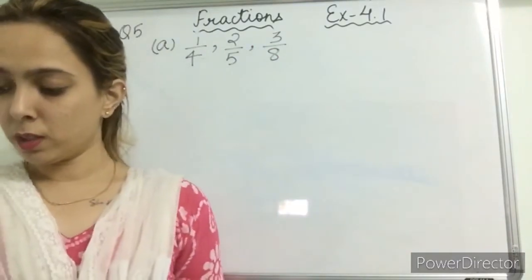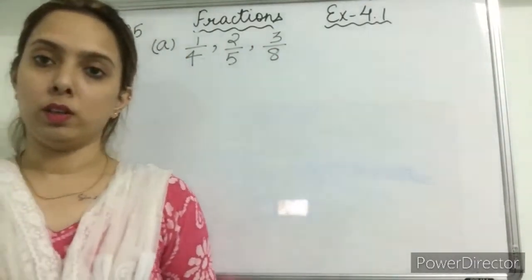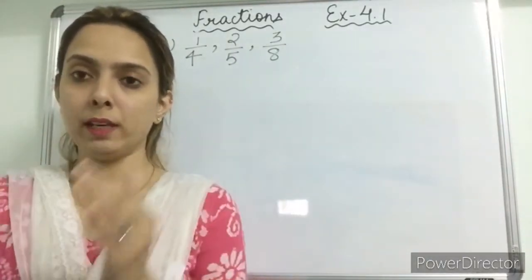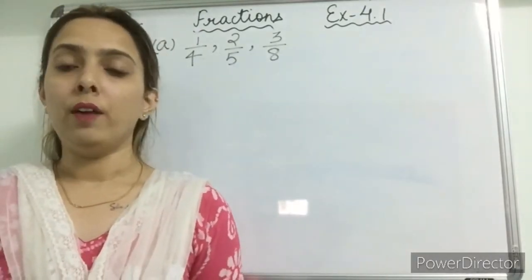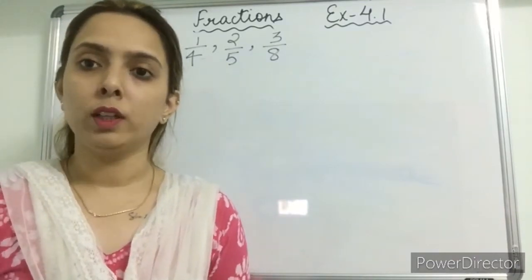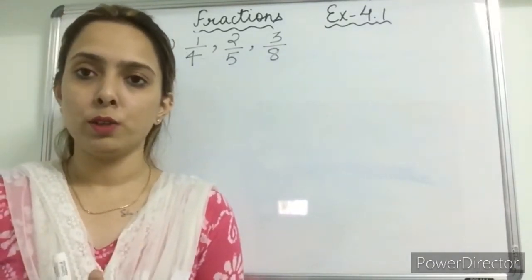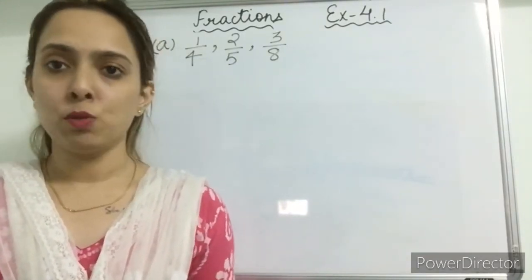Here the question is question number 5. Write the fractions in ascending order. Ascending order means first the smallest, then bigger than that, and then the largest number. So I will explain how to do ascending order. Descending order you will try to do on your own. Once the ascending order is clear to you, descending order will be clear to you.